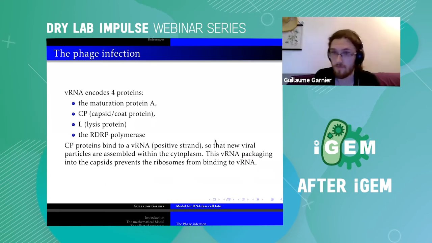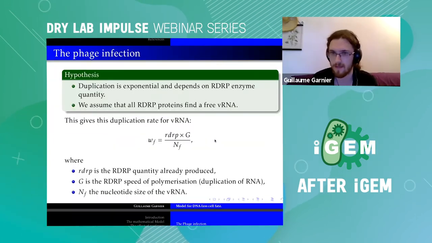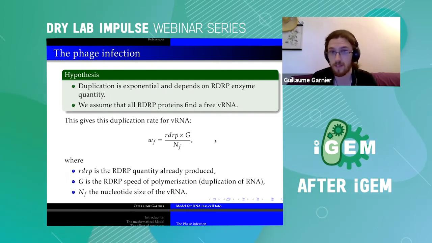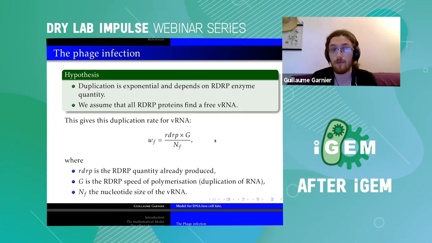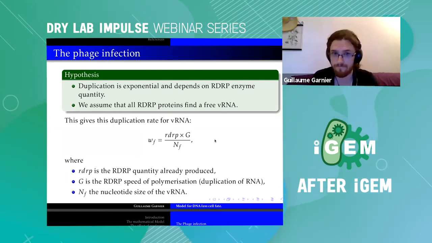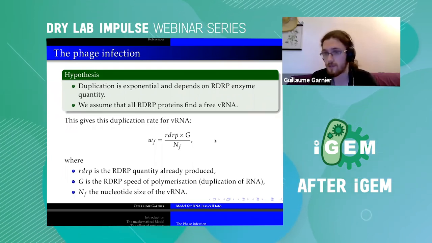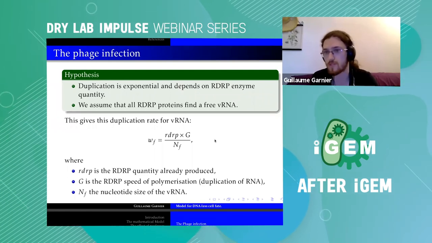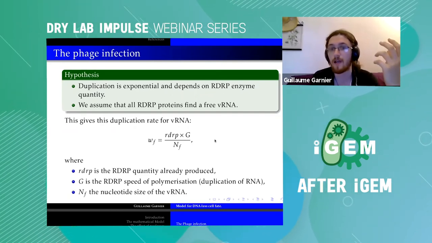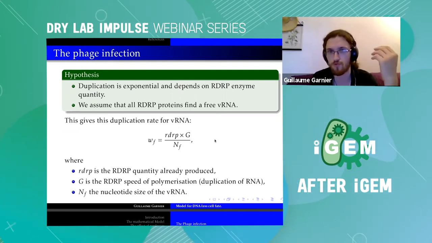Because the main purpose of the mathematical part was to explain that with equations, we had some hypotheses. We assumed that the duplication is exponential and that the duplication just depends on the RDRP enzyme. We also assume that all RDRP proteins will find a free viral RNA. The second assumption is just because we want to simplify the expressions in the dynamics for the duplication rate for viral RNA. And we just want to say that the duplication rate is proportional to the RDRP proteins.